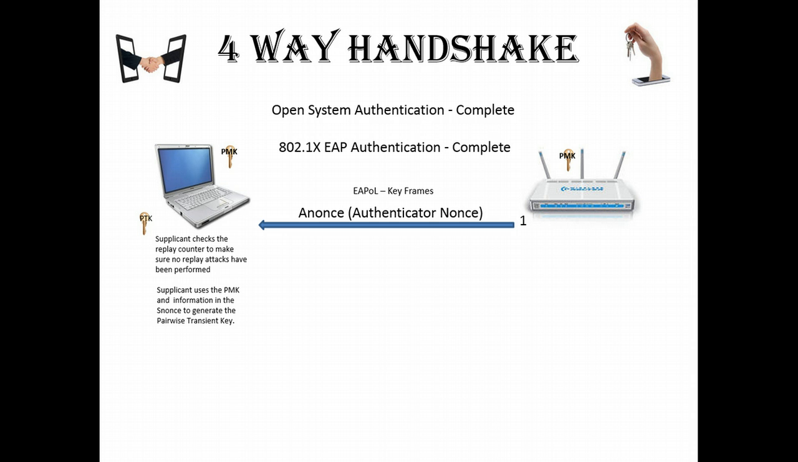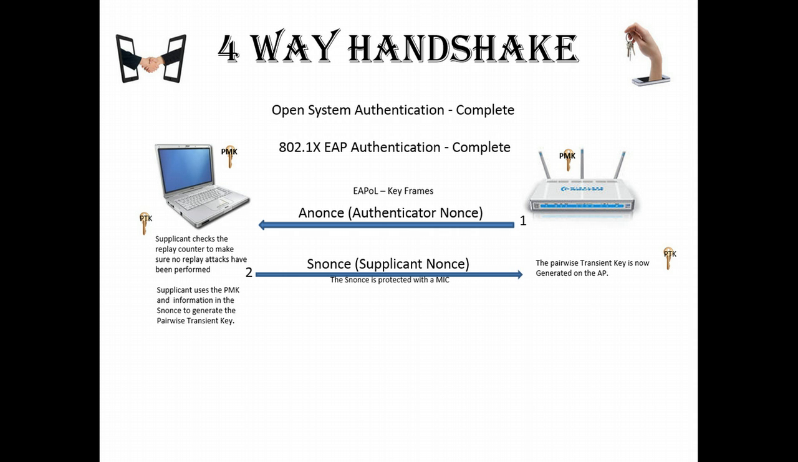Once this pairwise transient key is generated, the client sends frame number 2 over to the access point, and it's also a nonce, but it's called the SNonce. This nonce is protected by a message integrity check so that the integrity is not messed with over the airwaves, and when this nonce gets to the access point, that very same pairwise transient key that is over on the client device is now calculated and generated over on our access point.